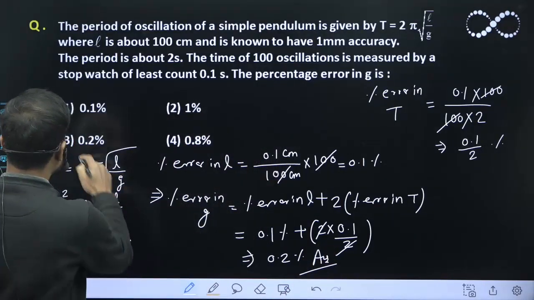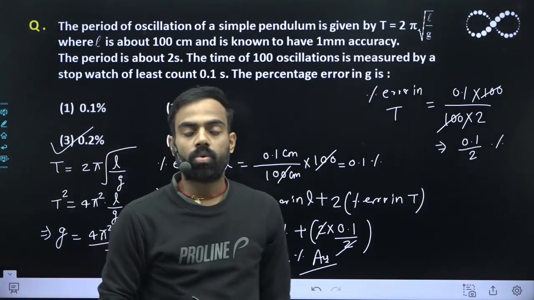So which option is matching? 0.2%, option 3. Okay students, I hope you understood this question.